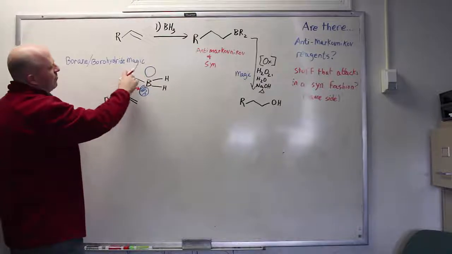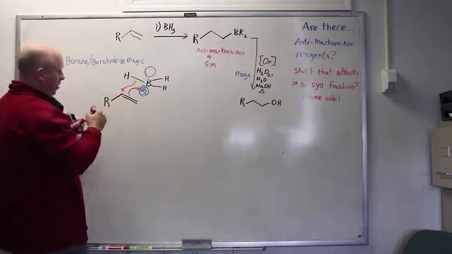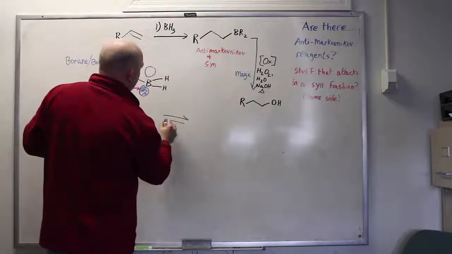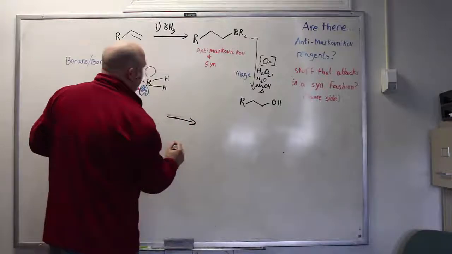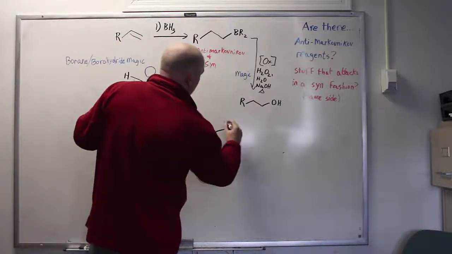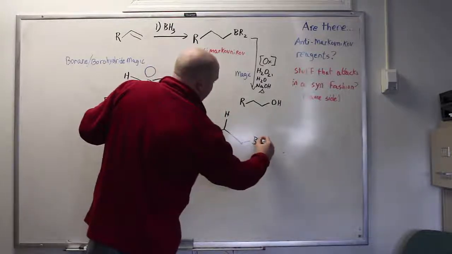The boron-hydrogen bond, which is now nucleophilic, which is now H minus essentially, will go ahead and add. So the result is that you add both at the same time and from the same side. This will not be an equilibrium step. This is simply downhill all the way. So hydrogen has now been added to the one side. Boron has now been added to the other side.